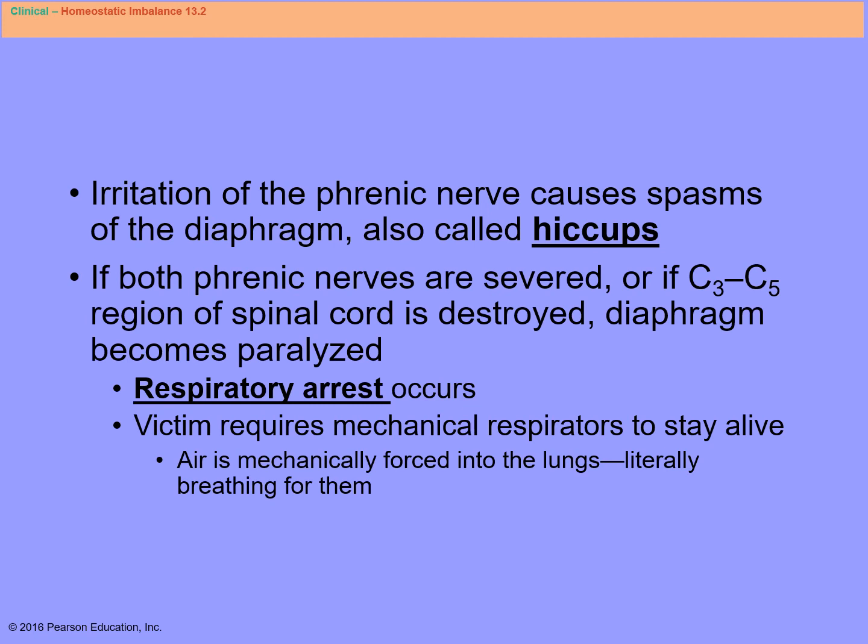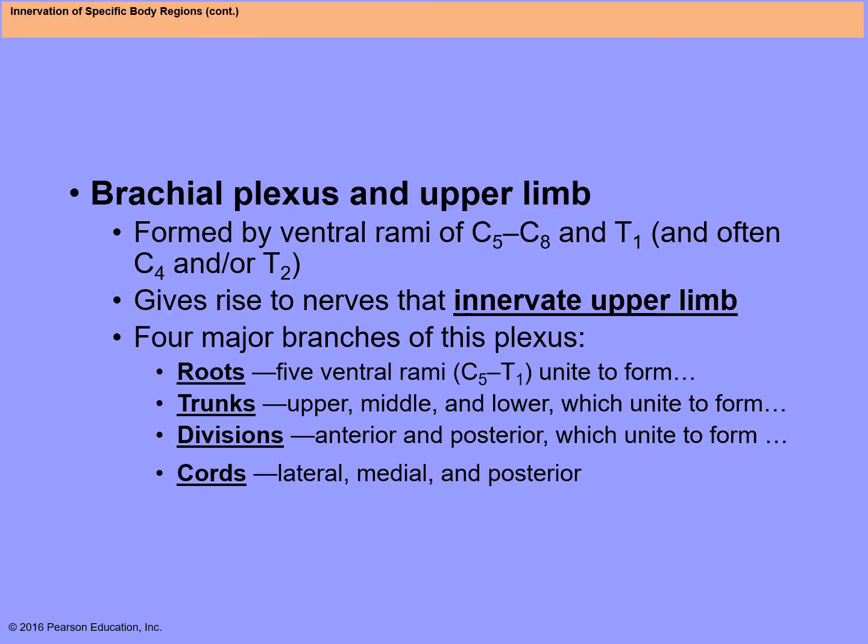If both of the phrenic nerves are severed, or if you have damage in the C3 to C5 area of the spinal cord, then that diaphragm will become paralyzed. Now, if it's just one of the phrenic nerves, then you could still breathe okay. But remember how you have several nerves innervating, it's C3 through C5. If all of those are damaged, then yes, the diaphragm is going to become paralyzed. What happens then? You stop breathing. The only way you're going to be able to stay alive is to be on a respirator, where the machine has to breathe for you.